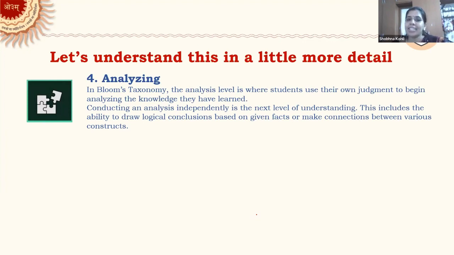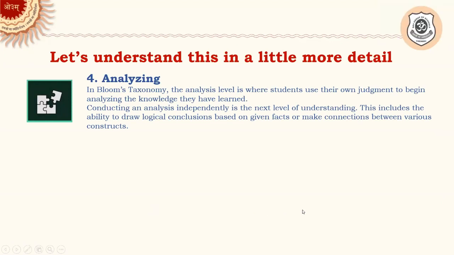And conducting an analysis independently is the next level of understanding. Again, he is able to remember, he is able to understand, he is able to apply. Now the next level is analyzing, where he will get so many concepts together, and he has to divide them into small parts to understand and get the information they are asking him. This includes the ability to draw logical conclusions based on given facts or make connections between various constructs. So whatever information he gets, he'll divide into small parts to understand and analyze that question. Am I right, teachers?